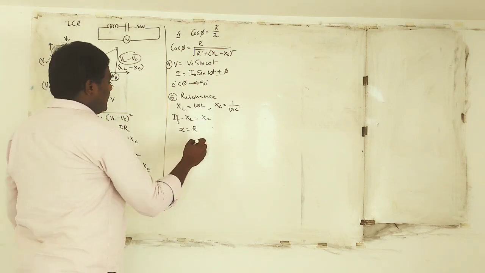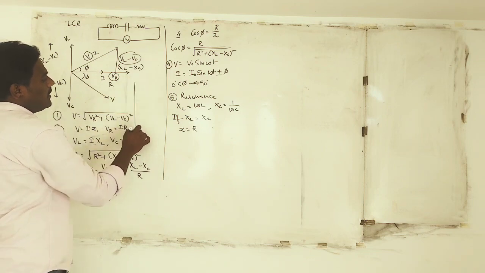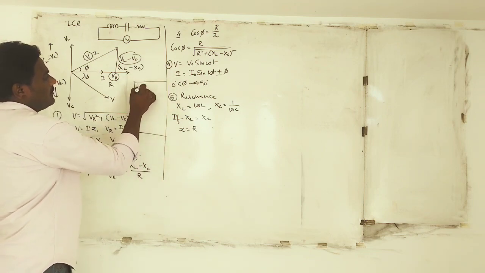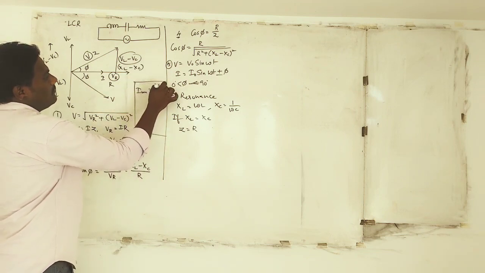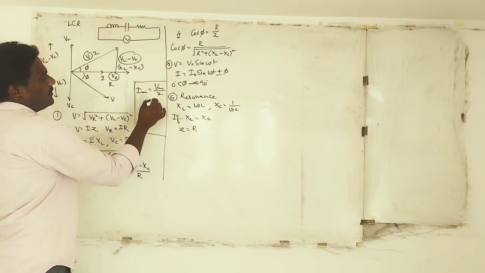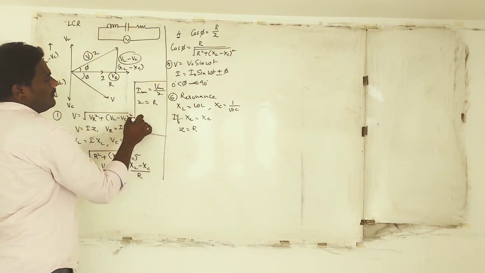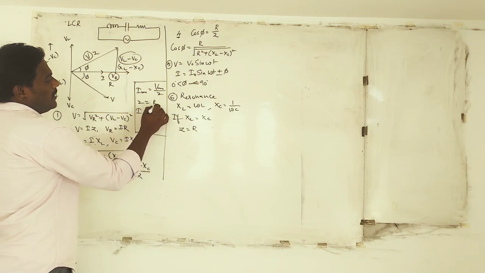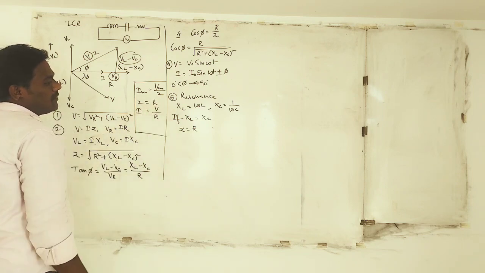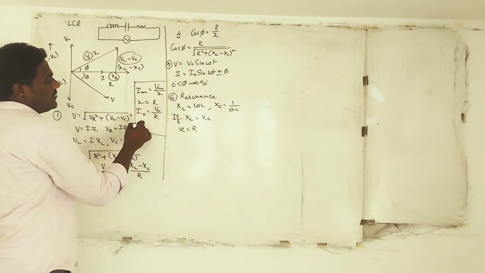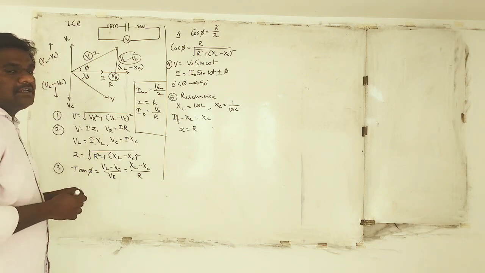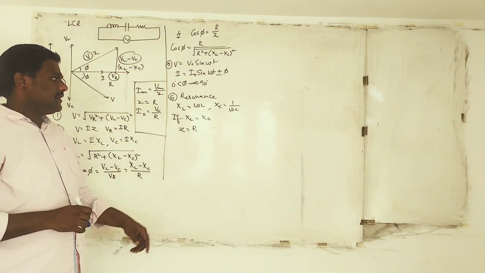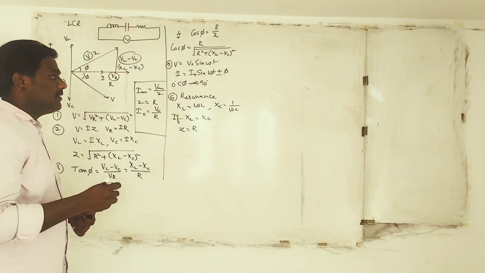Here I write the current expression just for an idea. IRMS is equal to VRMS by Z. Then if Z is equal to R, I is equal to V by R. You will get the formula where you replace with the symbols V0 and I0. The reason is, as impedance decreases, current becomes maximum.